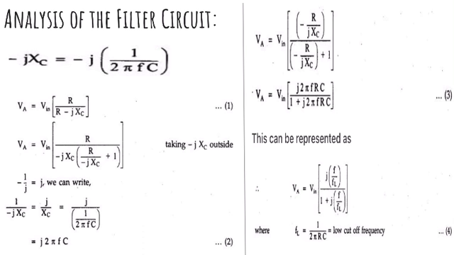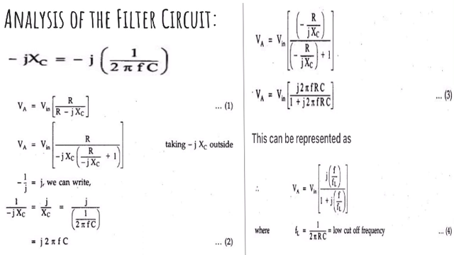we have this equation, J into 2 pi FC, which we keep as equation number 2. By substituting in the above expression of VA, we have VA is equal to V in into minus R by J into XC by minus R by J into XC plus 1. By further calculating this, we have the equation number 3.